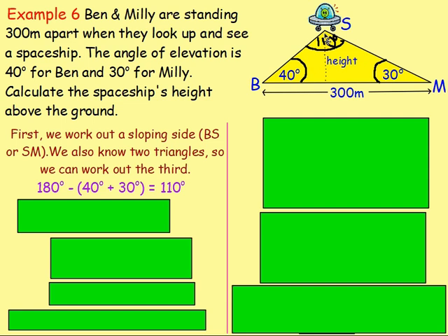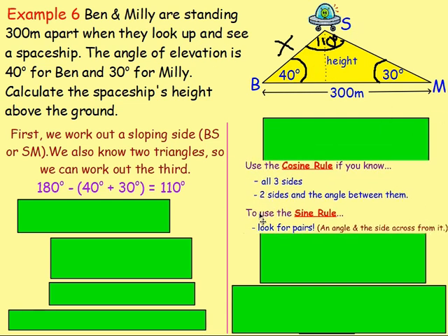Again, we are wanting to work out the height from the spaceship directly down to the ground, but there's no way of doing that without working out a sloping side first of all. And the way you get the sloping sides is you ignore this wee dotted line with the height, and you just imagine it as a whole triangle with 40, 30, 110, and then the 300 meters. And to get one of the sloping sides, let's say we want this one from B to S, then here we can use the whole triangle.